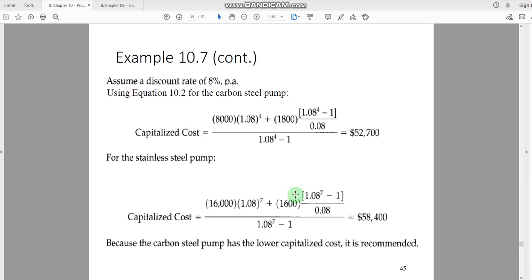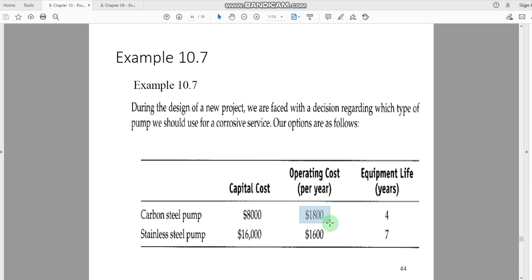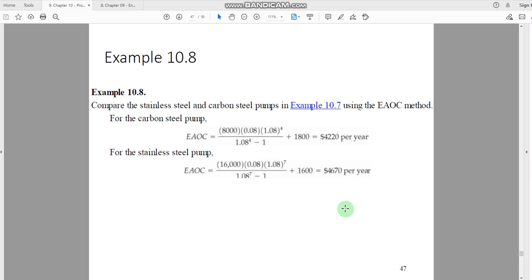So the information is already given here. The yearly operating cost is given here. The capital cost is also given here, and we now use the same data but with a different methodology. We calculate the equivalent annual operating cost, which is $44,220 per year, and for the stainless steel, the cost comes out to be $4,670 per year. So from the equivalent annual operating cost method, we see that the alternative, which is the carbon steel pump, is more beneficial and can save more money.